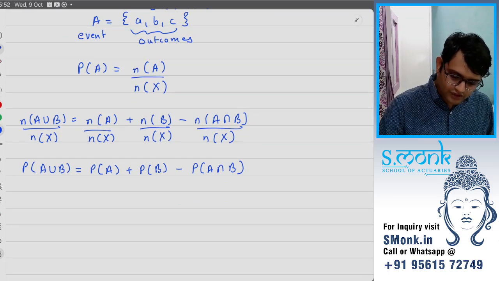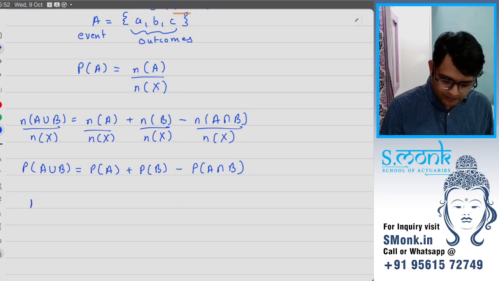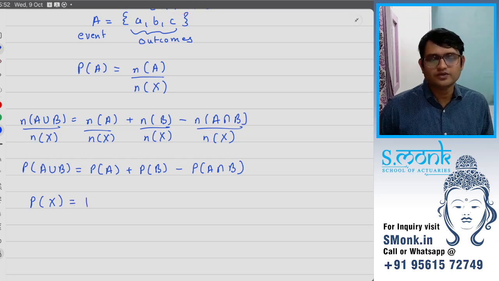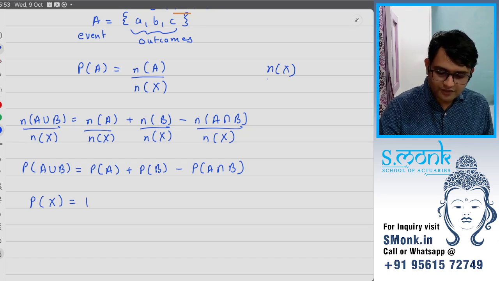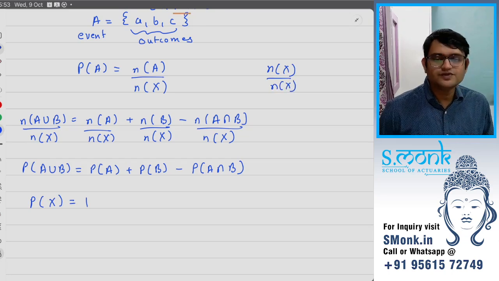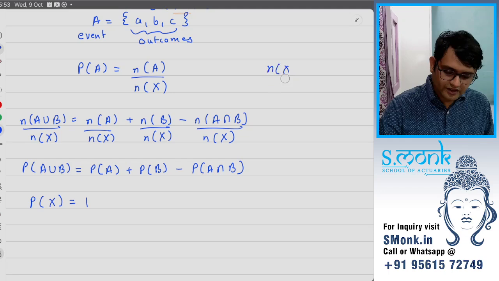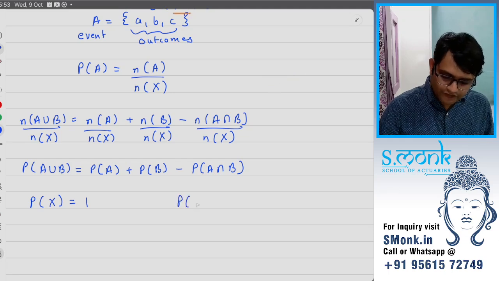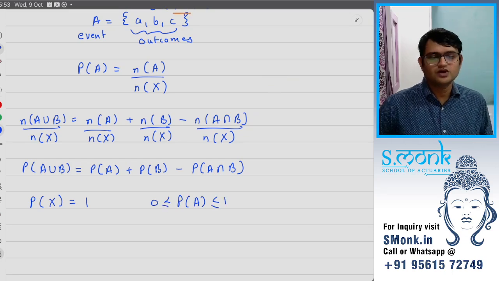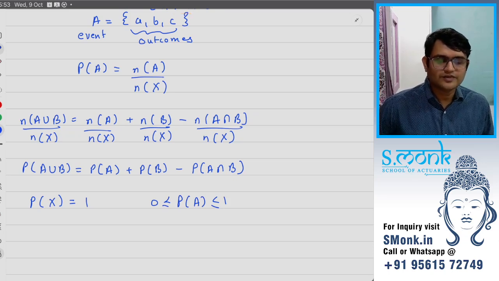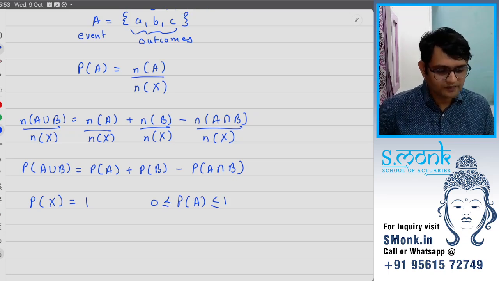Just a few restrictions. First, probability of the universal set is always going to be equal to 1, because it is going to be n of x upon n of x. It will always be equal to 1. And probability of any event will always be between 0 and 1. You can say less than or equal to. The maximum probability is going to be 1. That is of the universal set.